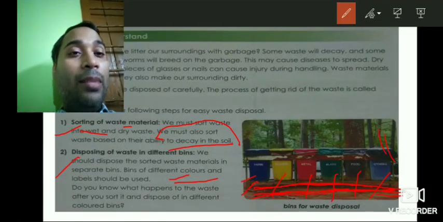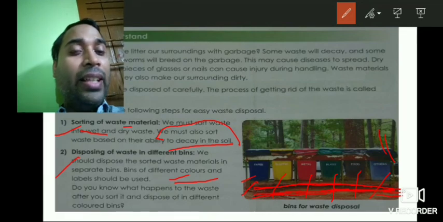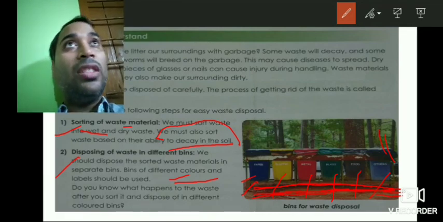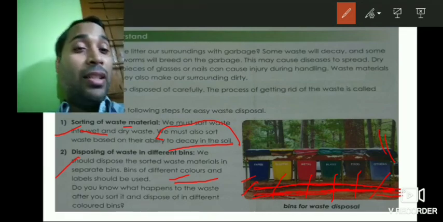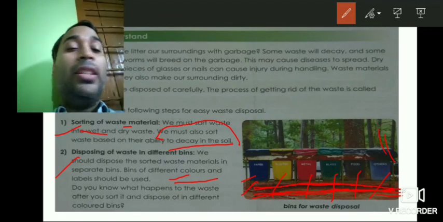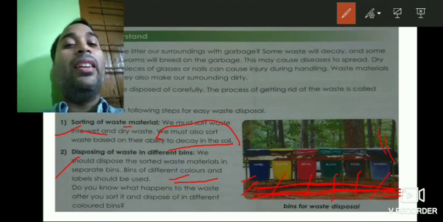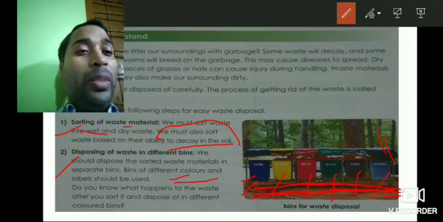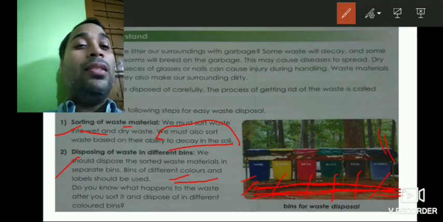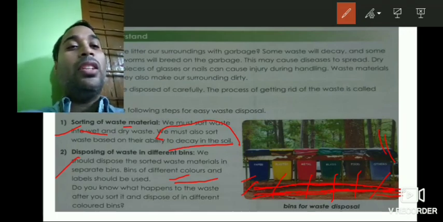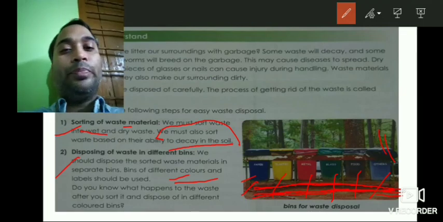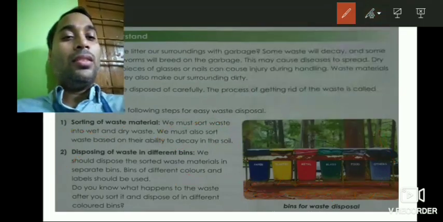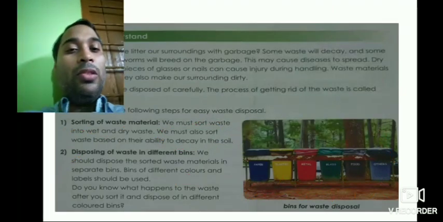So this helps to segregate the waste properly and also dispose the waste properly, and then some materials can be reused and reutilized after recycling. So more bins means it becomes easier to recycle or reuse the materials. Now let's go to the next section.